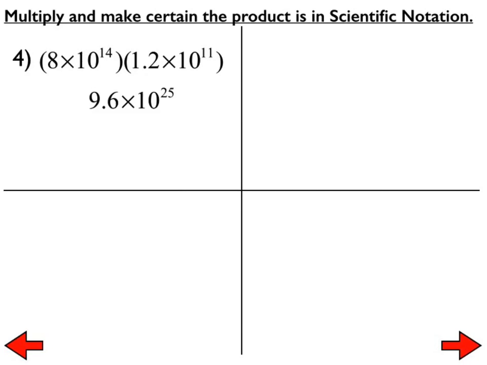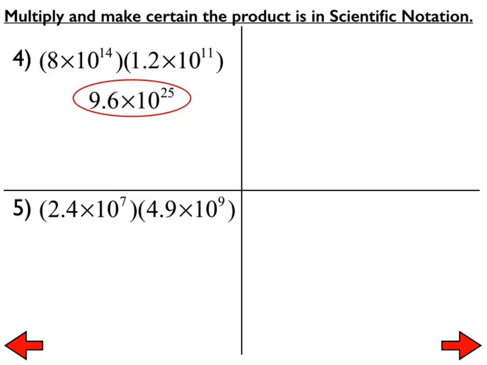Number 4, we regroup the 8 times the 1.2, that's 9.6. Add the exponents on the 10s because the base is the same, and that's what we do when we are multiplying exponents. Can I leave my answer like that? Yes or no? Yes. Yes, that is in scientific notation.